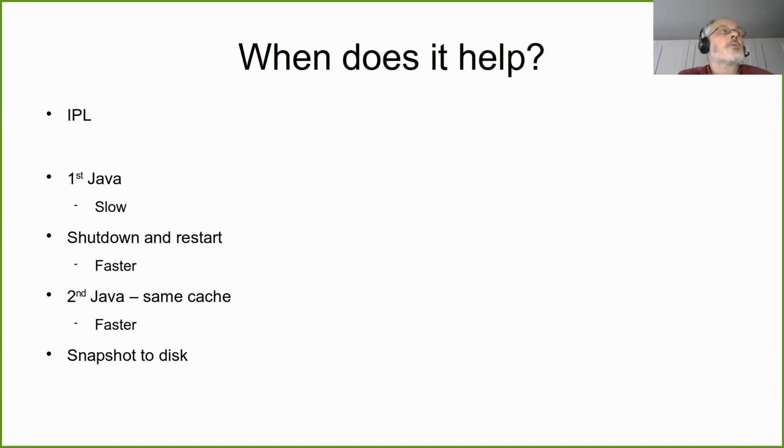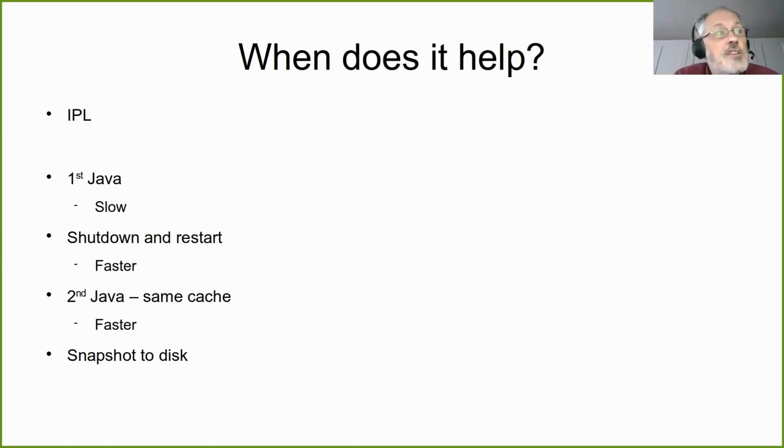And to give an example, in your first IPL of the day, you run your Java, your JVM, and the first time it is slow because it's got to read all the classes from the file system into memory and parse them. If you now shut down and restart your Java, it'll be much faster because it's already been parsed and it can use the shared memory.